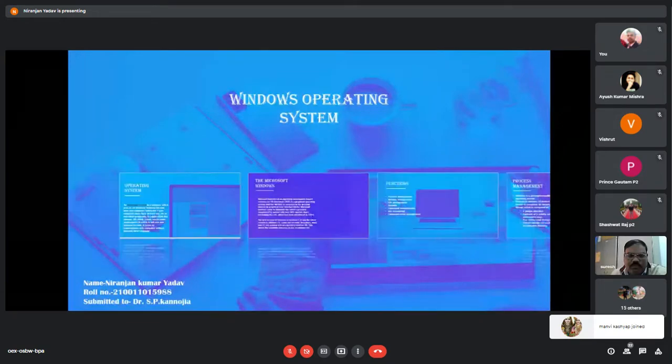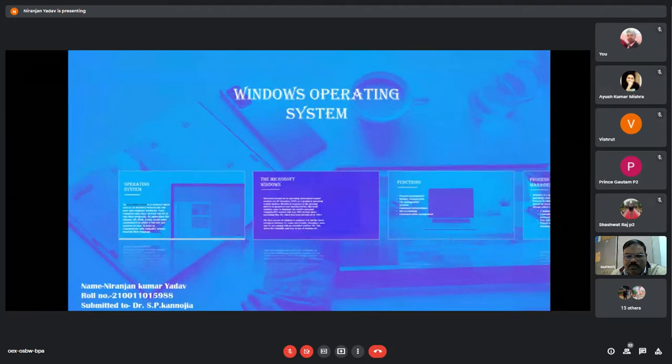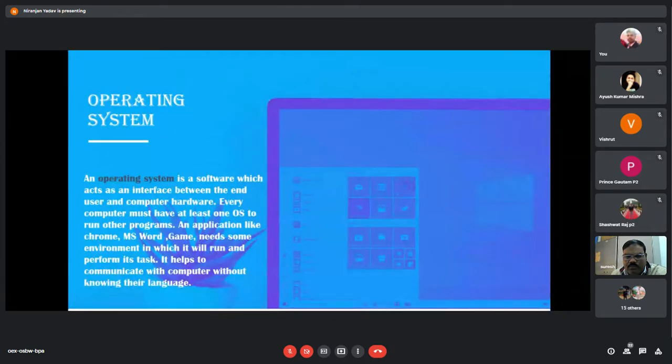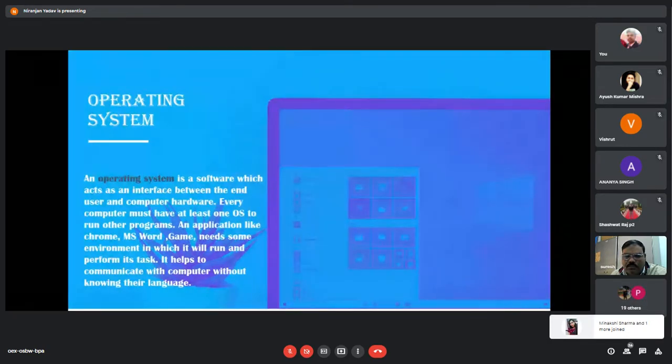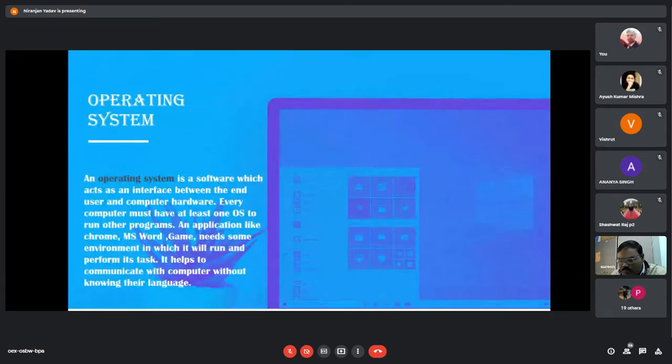Sir, before going to Windows operating system, let us understand what is an operating system. An operating system is a software which acts as an interface between the end user and computer hardware. Every computer must have at least one OS to run other programs. An application like Chrome, MS Word, Game needs some environment in which it will run and perform its tasks. It helps to communicate with the computer without knowing their languages.